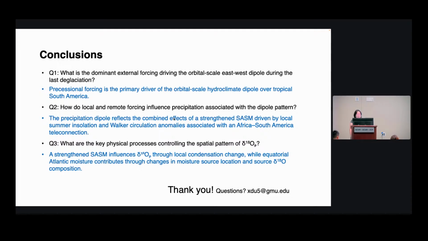And the third question, what are the key physical processes controlling the spatial pattern of delta 18 precipitation? The strengthened South American summer monsoon influenced the delta 18 precipitation through local condensation change. That's based on our water tagging experiments. And the equatorial Atlantic moisture contributes through change in the moisture source location and also especially the source delta 18 composition. Yeah, thank you.